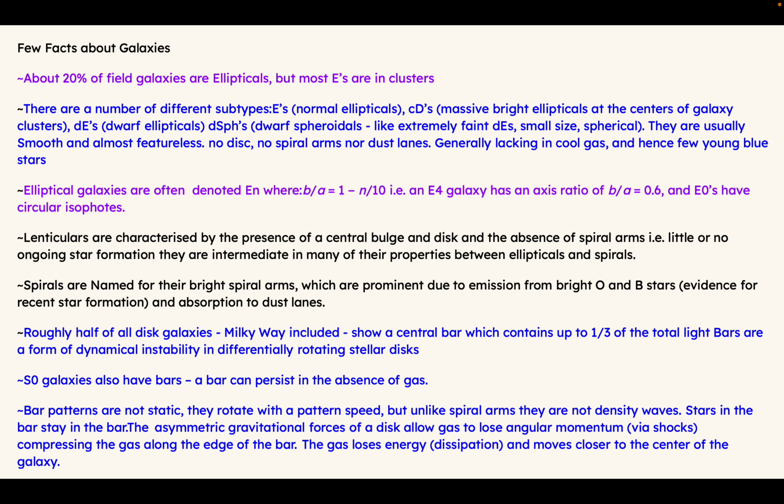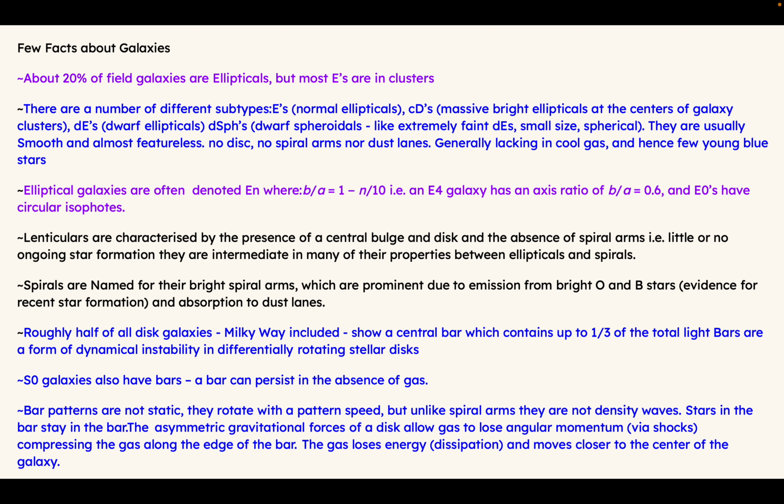They are taken as the intermediate class of galaxies, and they have some properties similar to ellipticals and some properties similar to spirals. Now the spirals are named for their bright spiral arms, which are prominent due to emission from the bright O or B type stars.